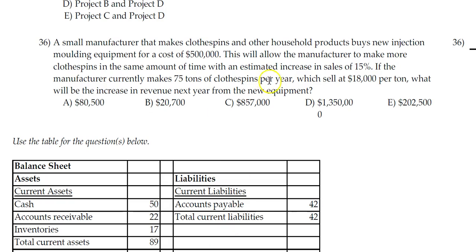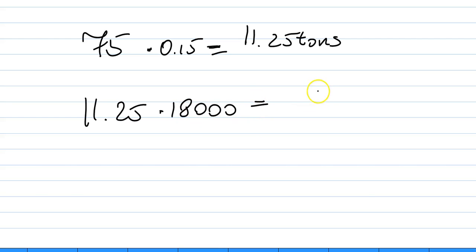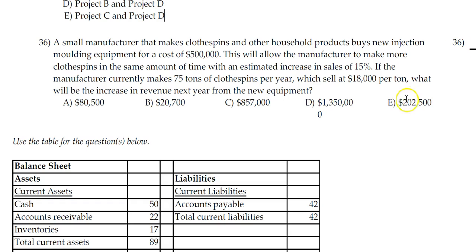Now, what is the price per ton? The price per ton is $18,000. So the increase in revenue would be 1.25 tons times $18,000 per ton. So the dollar increase will be $202,500, which is E.